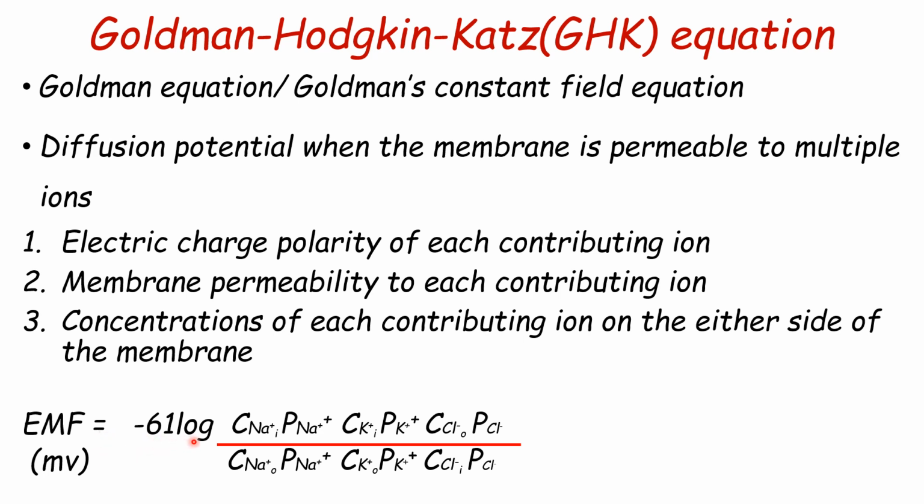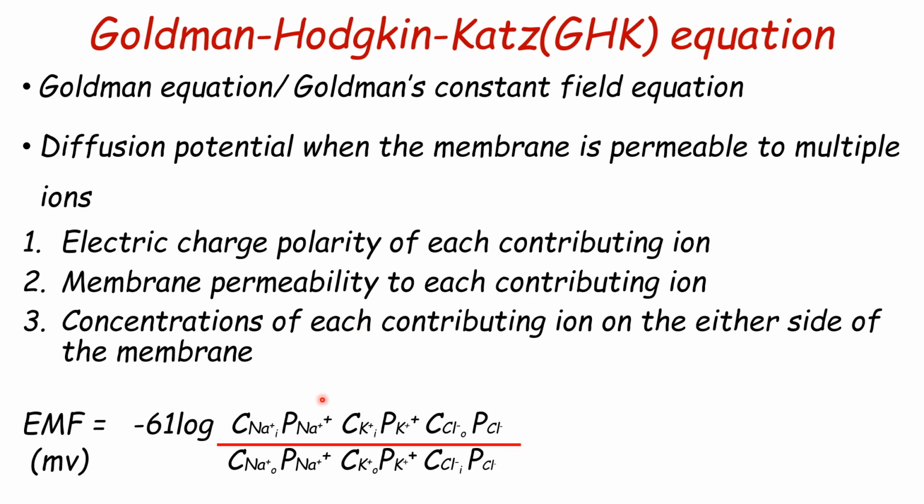to minus 61 log of the concentration of sodium inside multiplied by its permeability, plus the concentration of potassium inside multiplied by its permeability, and the concentration of chloride outside multiplied by its permeability, divided by the concentration of sodium outside multiplied by its permeability, plus the concentration of potassium outside multiplied by its permeability, plus the concentration of chloride inside multiplied by its permeability. If we substitute the values of concentration outside and inside along with their permeability, we can get the diffusion potential of that particular membrane.